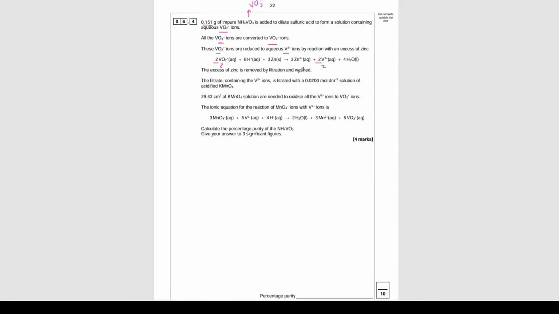They just add this stuff in, like, why do we actually need that? The filtrate containing the V2+ ions is titrated. So all of this has been converted to that. They get rid of the zinc, so we're just left with the vanadium, aqueous, and water.